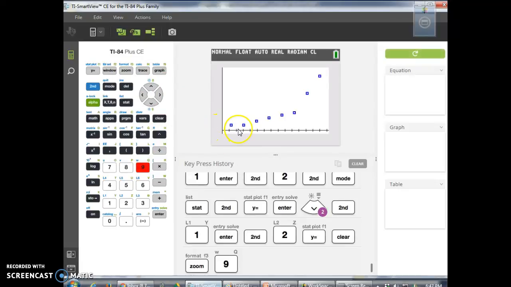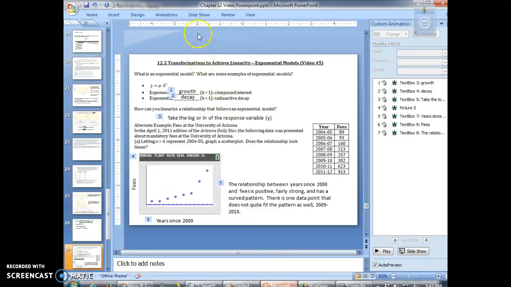And what I see here is a positive relationship. It's curved. It's somewhat strong, but there appears to be maybe an outlier here. You would expect that to be a little bit higher to follow that overall pattern. But overall, it's a somewhat strong relationship. So let's go ahead and document that.